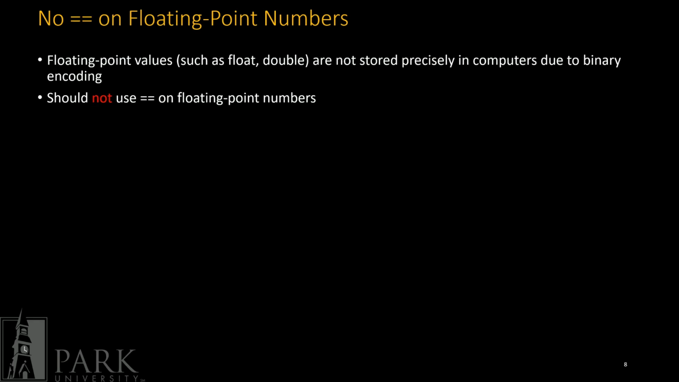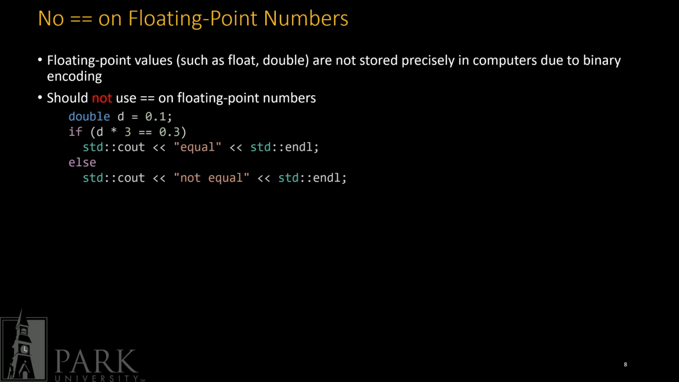Another point that you need to be refreshed on is that we do not use the equality operator, that's the double equals, on floating point numbers. So what's an example of that? Well, let's take a look. Here you can see we have a double d equal to 0.1, and we're saying if 3 times 0.1 is equal to 0.3, print equal. Otherwise, print not equal. So why do we not do this?